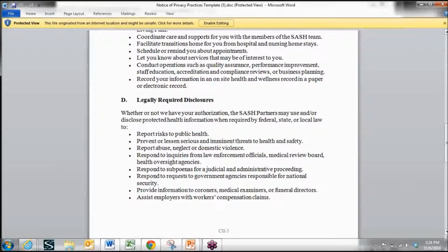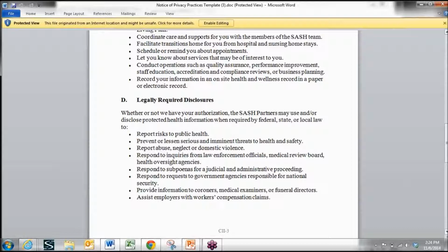Section D is where there are some legally required disclosures. So there could be a time where we're disclosing something actually without their authorization. And these are very extreme, rare situations where you have a risk to public health, and the Department of Public Health comes in and says, hey, we need to know everybody in this building because there's been an outbreak of, fill in the blank. There could also be an inquiry from law enforcement officials where, if they bring in a written subpoena for information, then of course you have to share that.